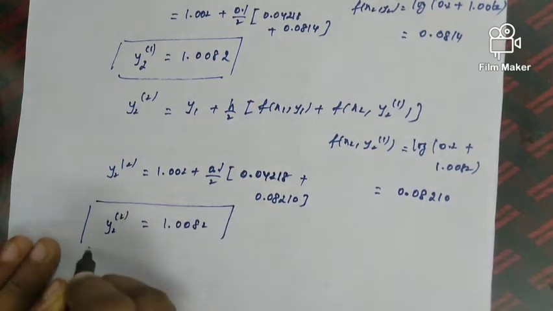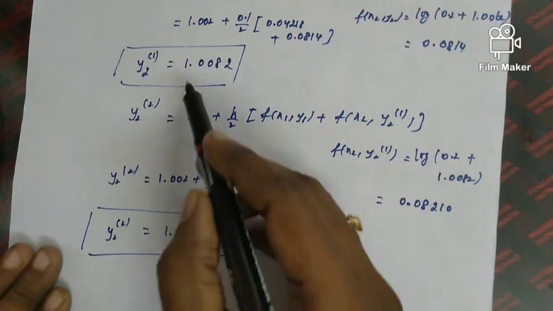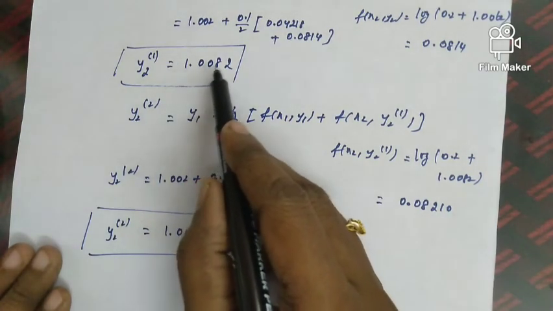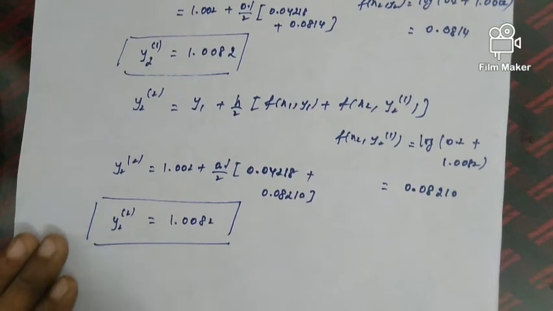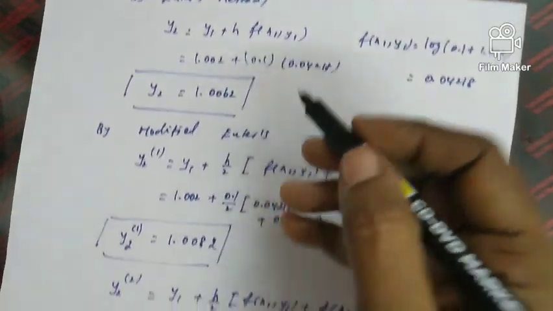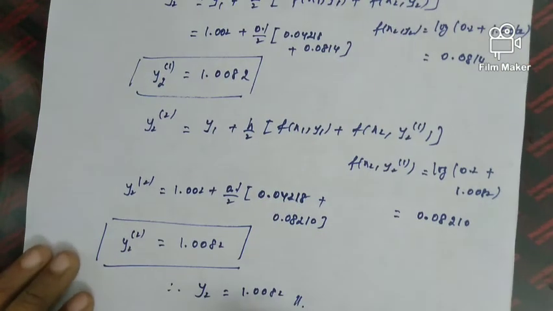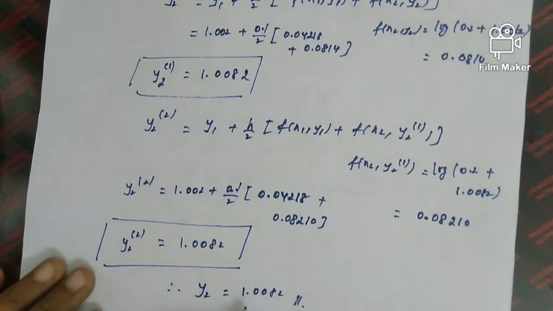Now look at your first iteration value of y2. The first iteration is 1.0082 and the second iteration is also the same value. So we can stop the procedure. Hence our final answer of y2, the more accurate value of y2, is 1.0082. First we got the value of y2 by Euler's method, and using modified Euler's method, the more accurate value of y2 is 1.0082.